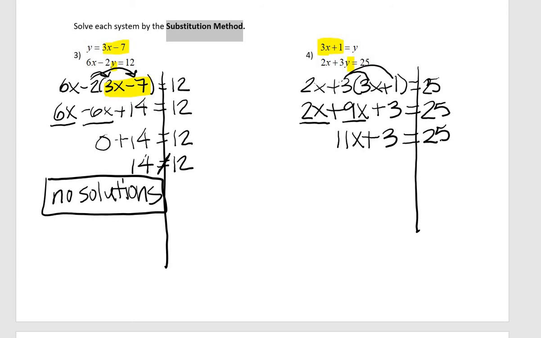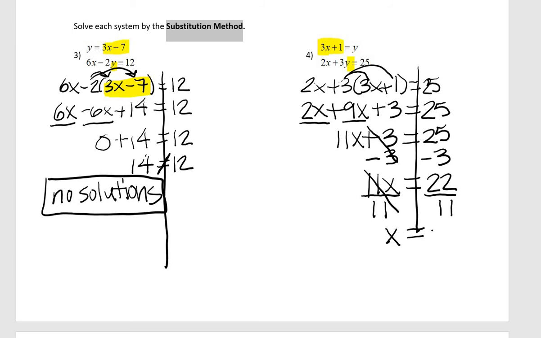After I'm done combining like terms, I'm going to start solving this by subtracting 3. 3 minus 3 is 0. And I get 11x equals 25 minus 3, which is 22. And then I'm going to divide both sides by 11. That gets rid of this 11, and I get x equals 2.